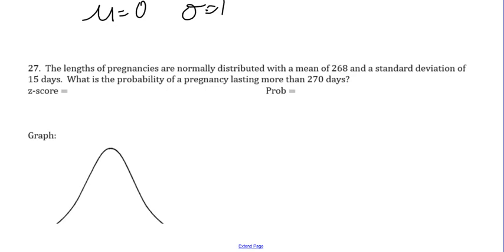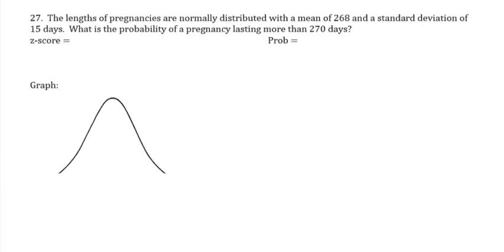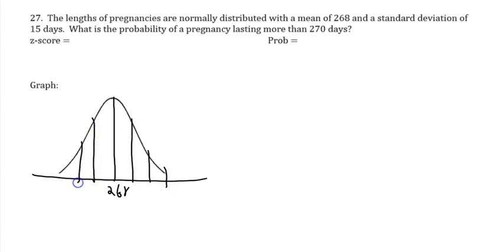27. Okay, so we're just going to put our information on here. 268 goes there, that's our mean. Standard deviation 15 days. So we're going to do our 1, 2, 3 lines, 1, 2, 3 lines, try to space them out. And then you're going to add 15. So 283, 298, and then 313. And over here we're going to have 253, 238, and then 223. And there's your breakdown. Now, it says, what about more than 270 days?